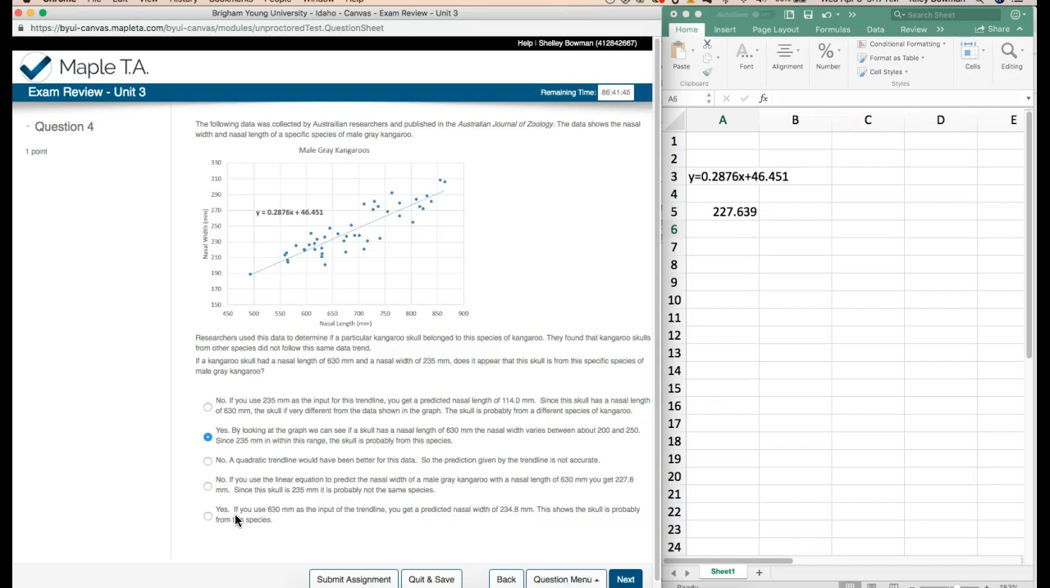And the next one, yes, if you use 630 millimeters as the input of the trend line, you get a nasal width of 234. We actually didn't get that. We got 227. This shows the skull is probably from the same species. So I'm not going to use that one either because it didn't give me 234. It actually gave me 227. But it falls within the range. So this is my selected answer.